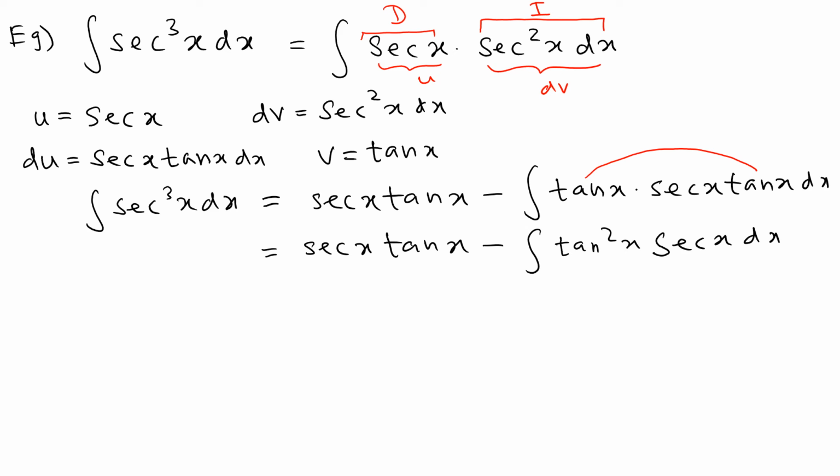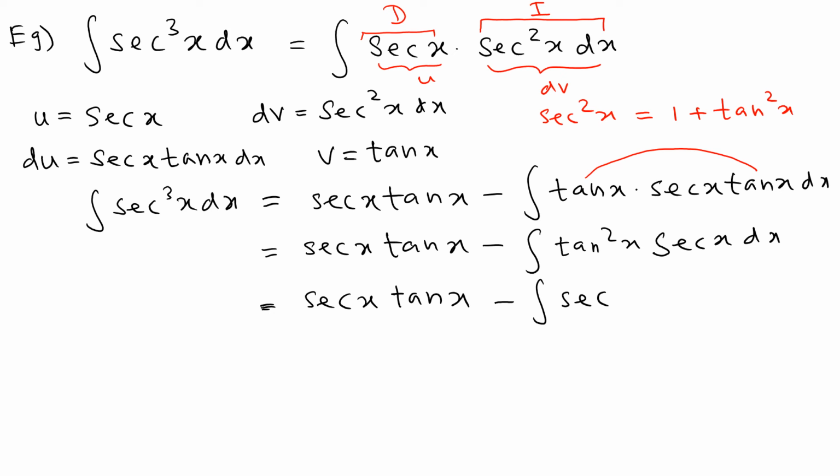We know that tan squared x is equal to secant squared x minus 1, because we know that secant squared x equals 1 plus tan squared x. Because of that, you can write this one as, I'm just repeating the first term, secant x tan x minus the integral of secant squared x minus 1 times secant x dx. So now we're going to distribute.